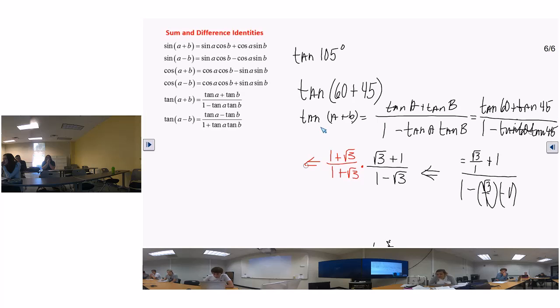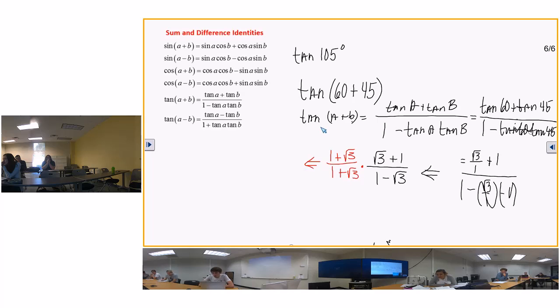Now we need to finish it. So you need to make a note that that's the conjugate. Right, Pendleton?